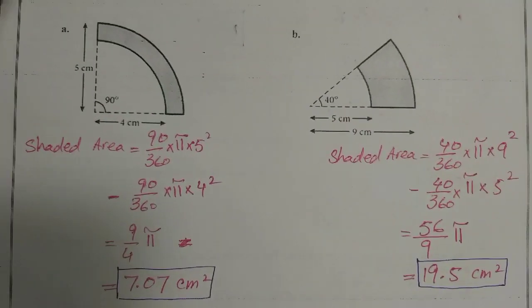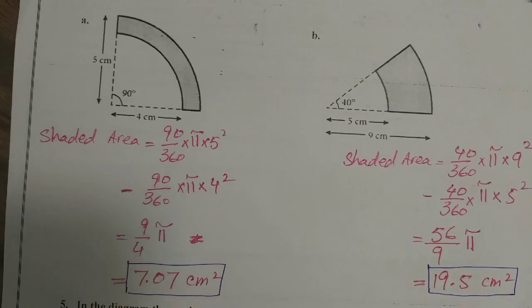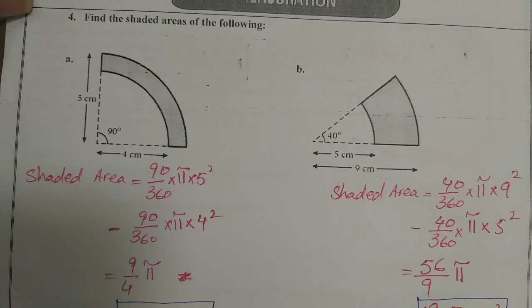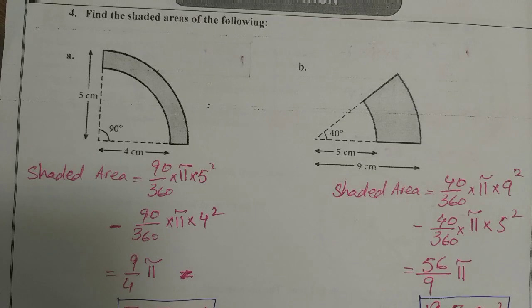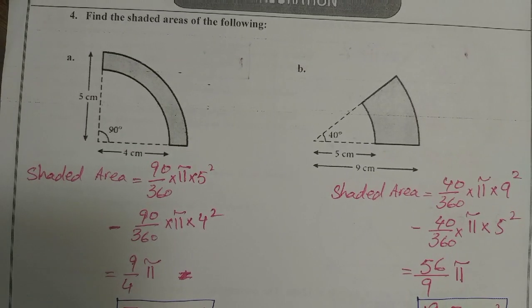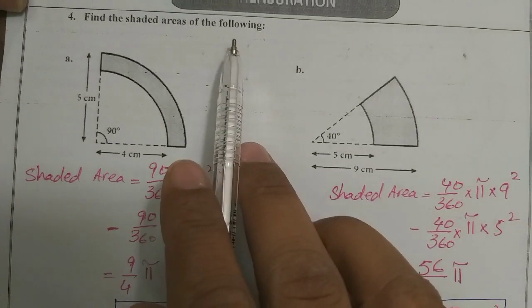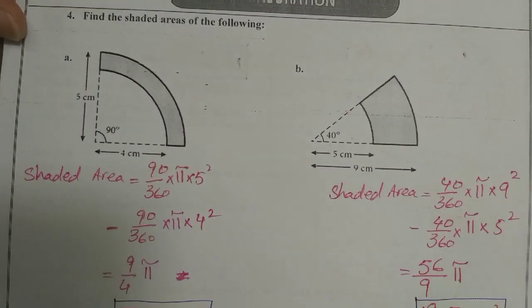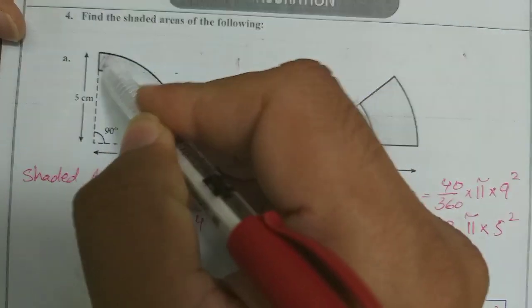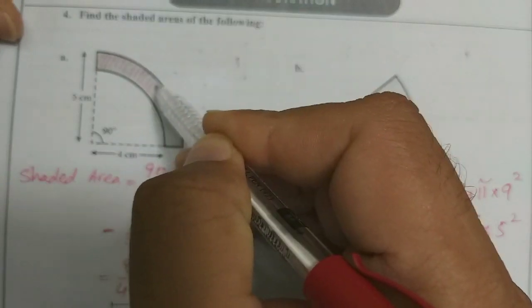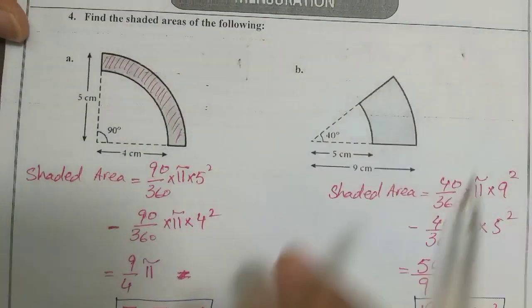Okay, so question number 4 here. In question number 4 he said find the shaded area of the following. Again he is talking about the area here. We need to find the shaded area of the following. So this is the shaded area that we need to find in this question.